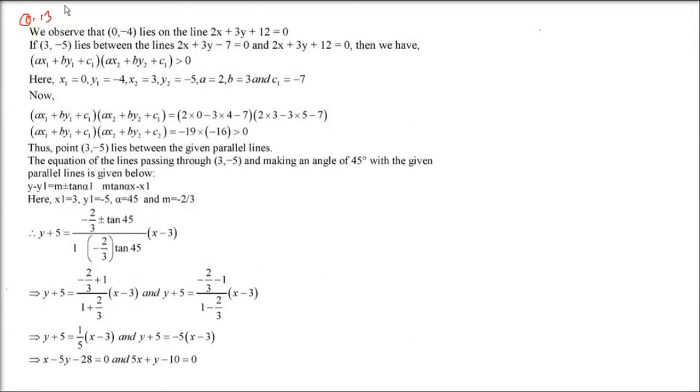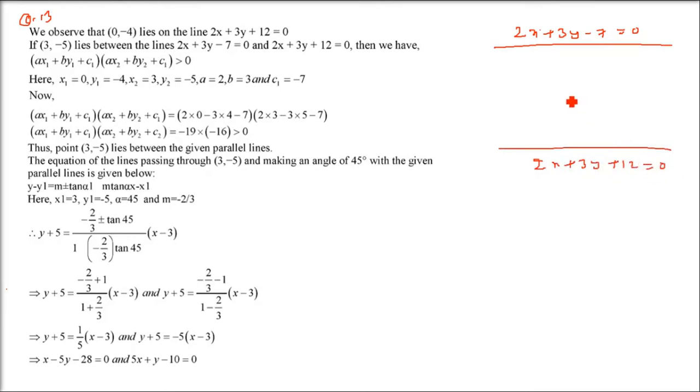This is question number 13. Show that the point (3, -5) lies between the parallel lines 2x + 3y - 7 = 0 and 2x + 3y + 12 = 0, and find the equation of the lines through (3, -5) cutting the above lines at an angle of 45 degrees. So we have to prove first of all that (3, -5) lies in between. Okay, and then we have to find two equations.